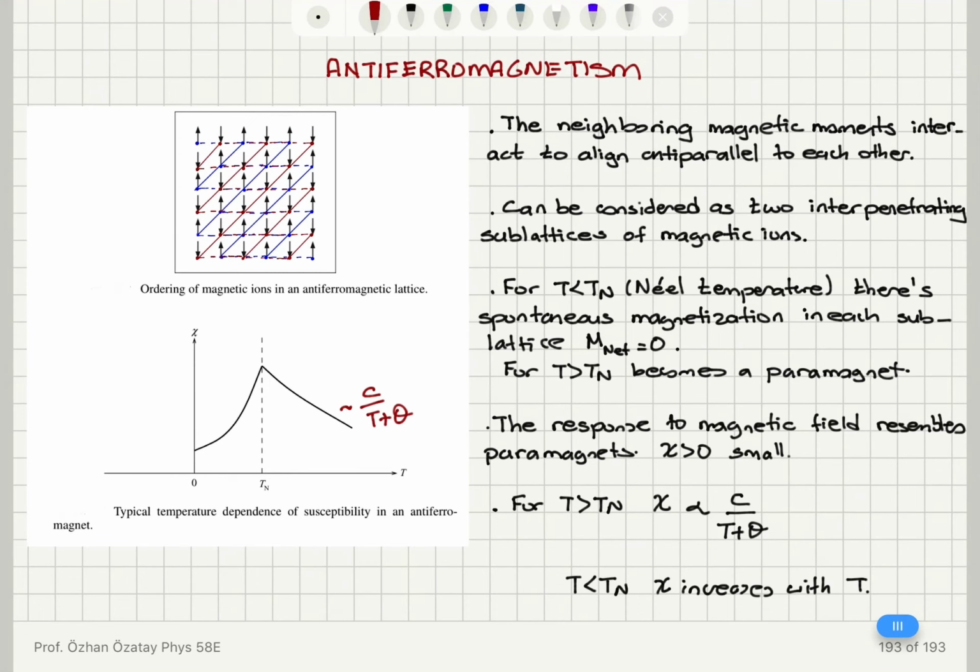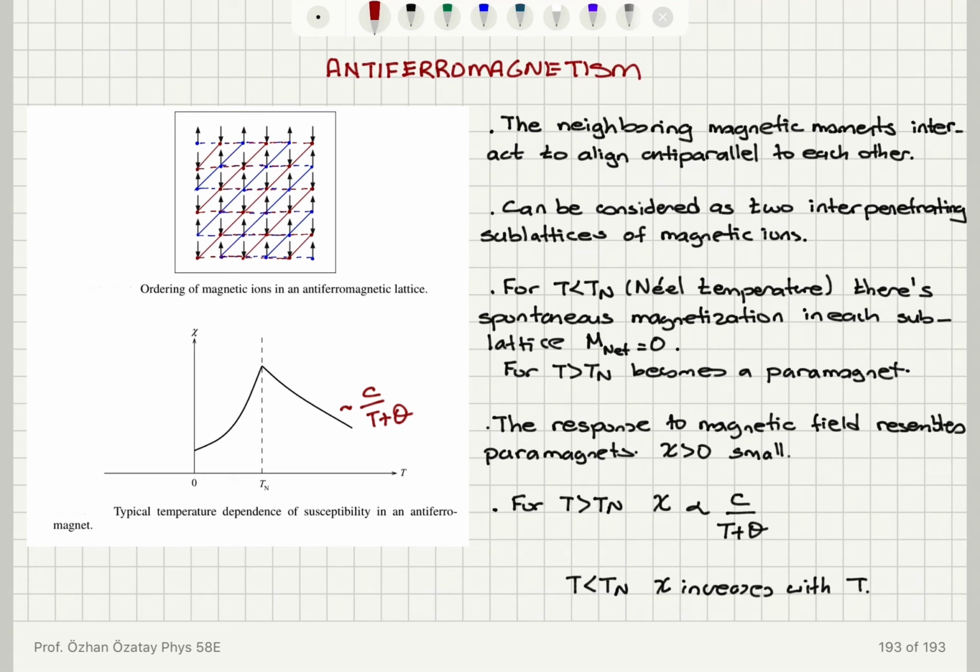So in summary, an antiferromagnet consists of two interpenetrating sublattices of opposite orientation. The exchange interaction between the neighboring moments favors anti-parallel alignment. For the temperatures less than Néel temperature, there is spontaneous magnetization in each sublattice so that the net magnetization is 0. For T greater than Tn, it becomes a paramagnet.